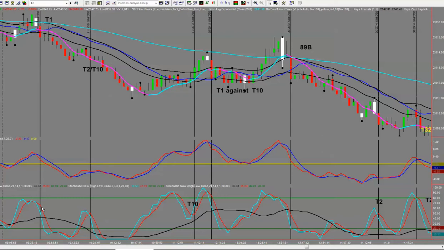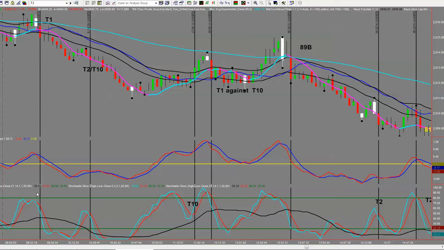So let's just have a look down here. We can see the black line at the lower part of my lower window here is a long-term stochastic. That also gives me an overall idea of where the market is heading. So what we had here yesterday on the ES 144, we had a T1 which was a lovely signal about 35, 40 minutes after the market reopened.